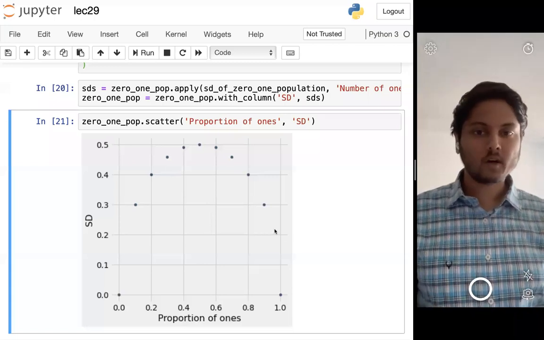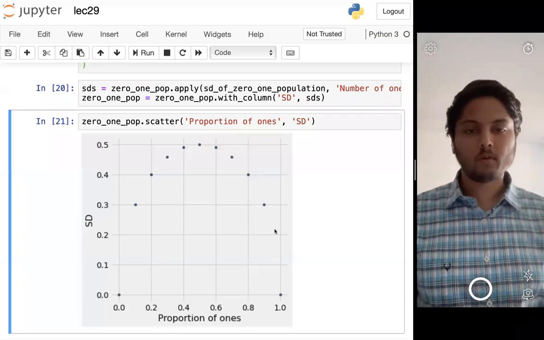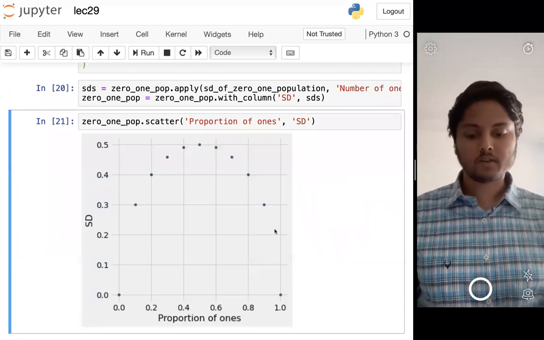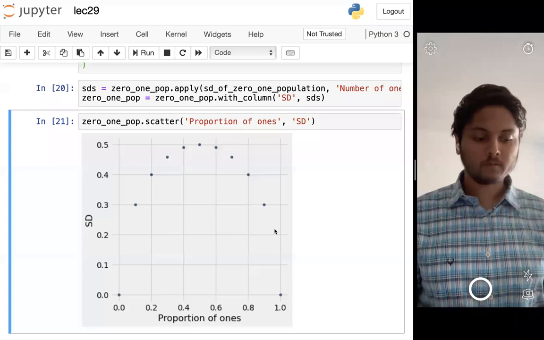This is a simplified example. We only did it for a population of size 10, but you could do the same thing with a population of size 1,000. You'll see the same curve. No matter how we allocate the data in the population, the SD is never more than 0.5. That's essentially the idea.